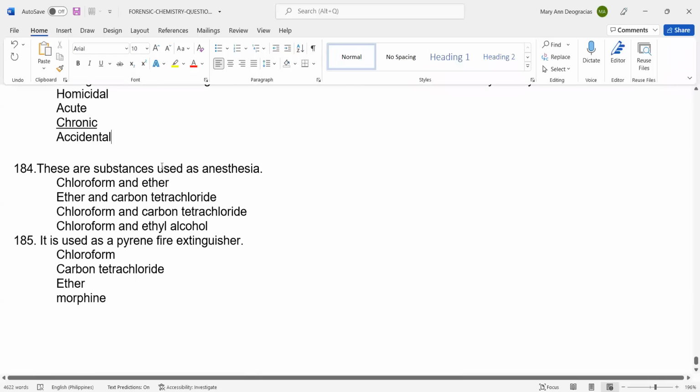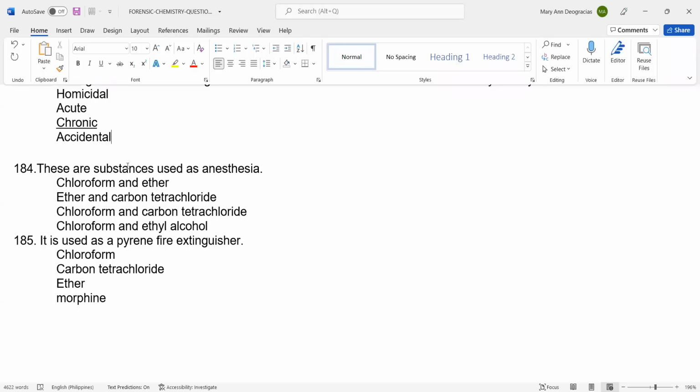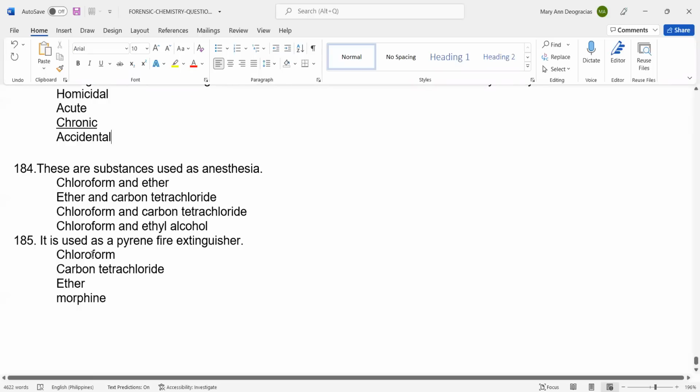Anesthesia. So, these are substances used as anesthesia. Chloroform and ether. We have ether and carbon tetrachloride. Letter C, chloroform and carbon tetrachloride. And then we have chloroform and ethyl alcohol. What is the answer there? Okay, so the answer is letter C.